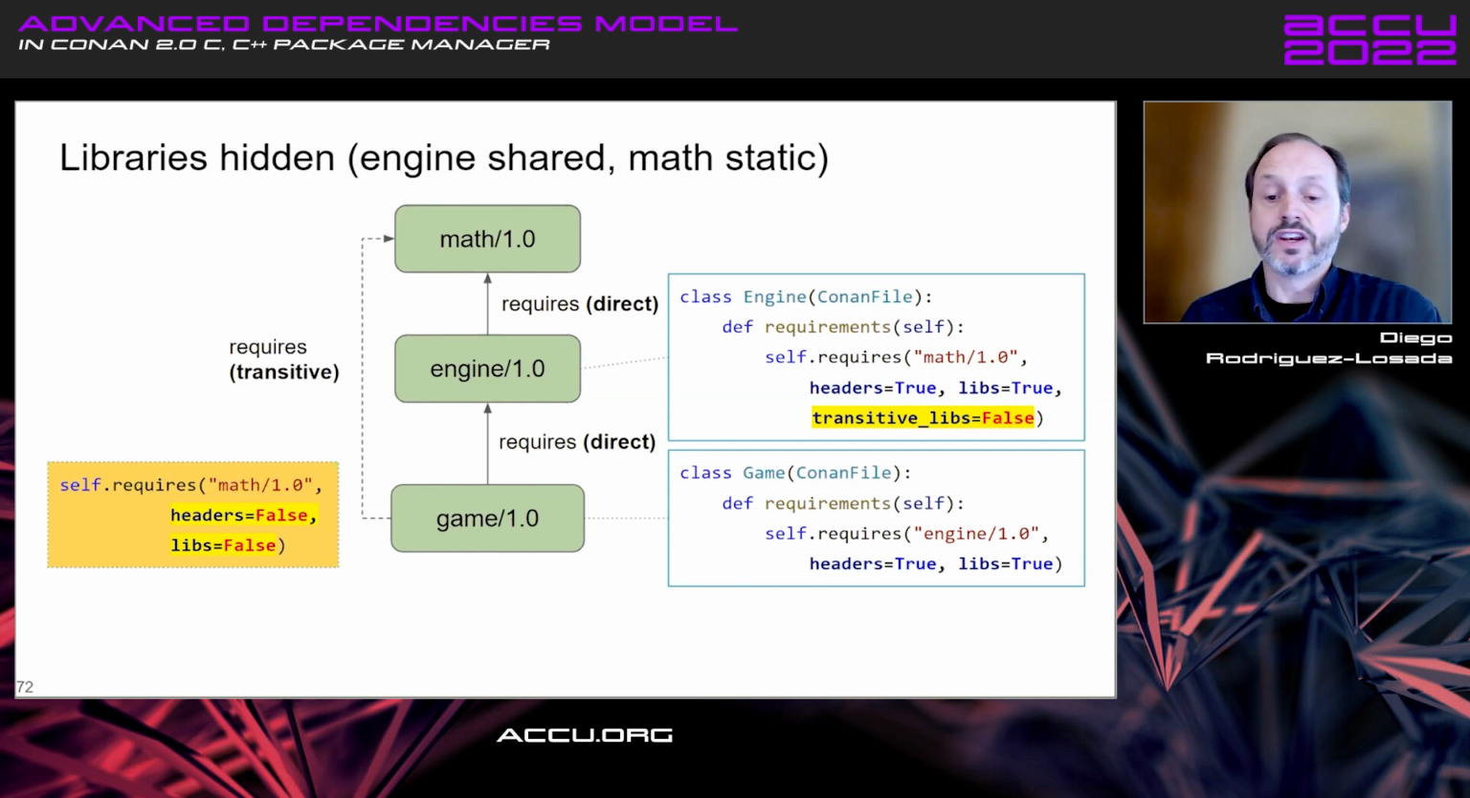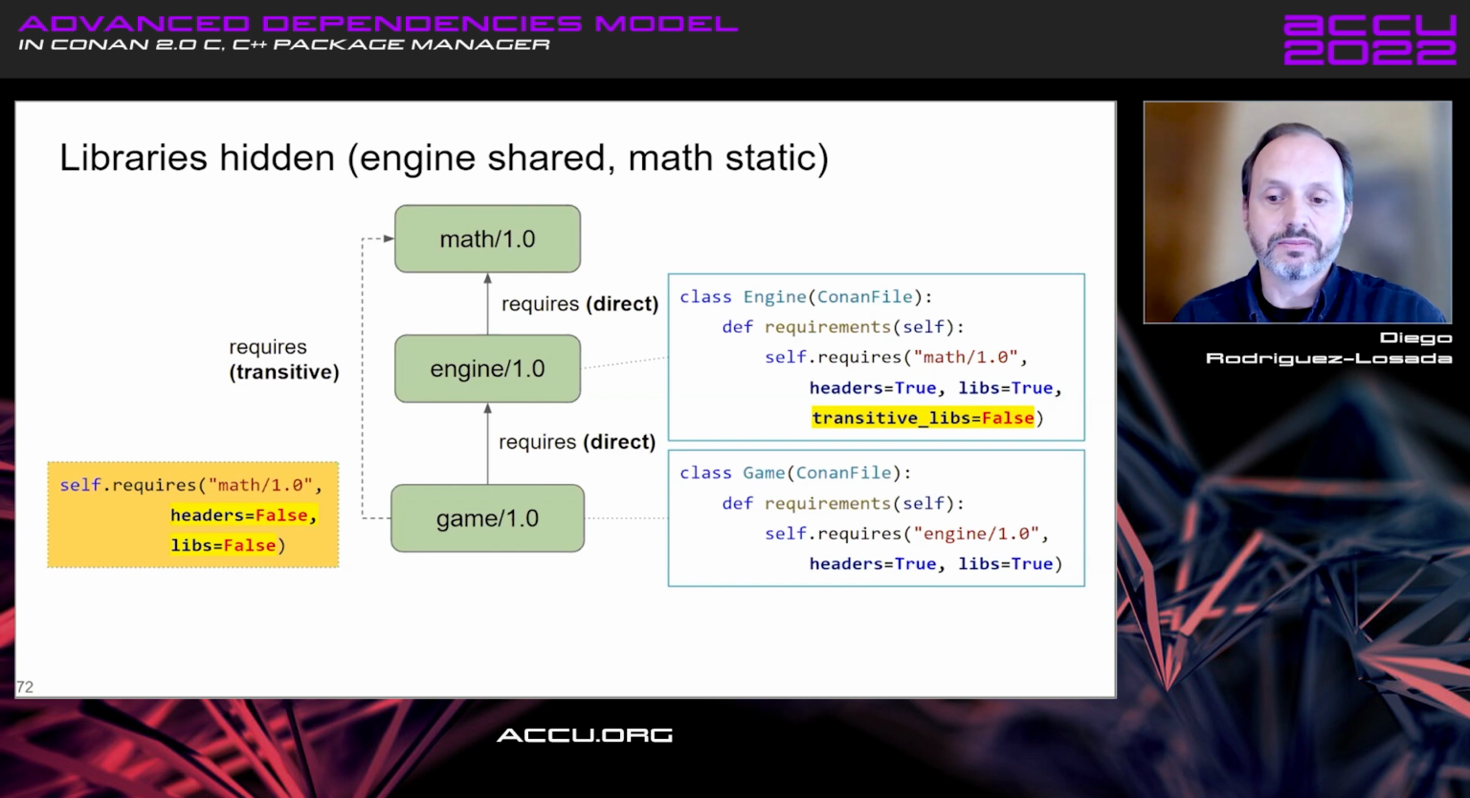And the opposite, in another scenario, some developer says, okay, engine, I'm a shared library, I'm always a shared library. I know that the static library I'm linking, math, doesn't need to be propagated down to the game. So I can specify in my requires a trait, transitive libs equal false. And that is taken by the function and is propagated down to the consumer. So transitive headers will be equal false. That was our default, that keeps being the right one. And now transitive libs is false.